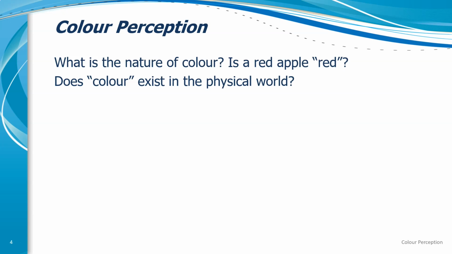What? There's no color in the world around us? Actually, no. There is light, and light has wavelength. That is a physical property. But color doesn't exist in the physical world. It's not something studied by physicists.